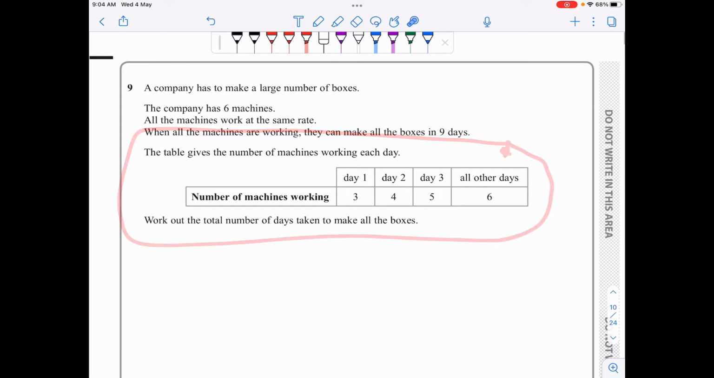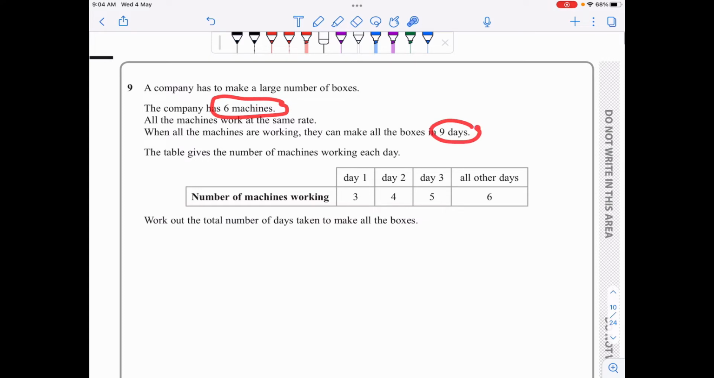So on day 1, we have 3 machines. On day 2, 4 machines. On day 3, 5 machines. And on all remaining days, it was 6 machines. Okay? So if all 6 machines were available for all days, we would need 9 days. So I will start by saying 6 times 9, it's 54 machine days needed in total to finish the job.